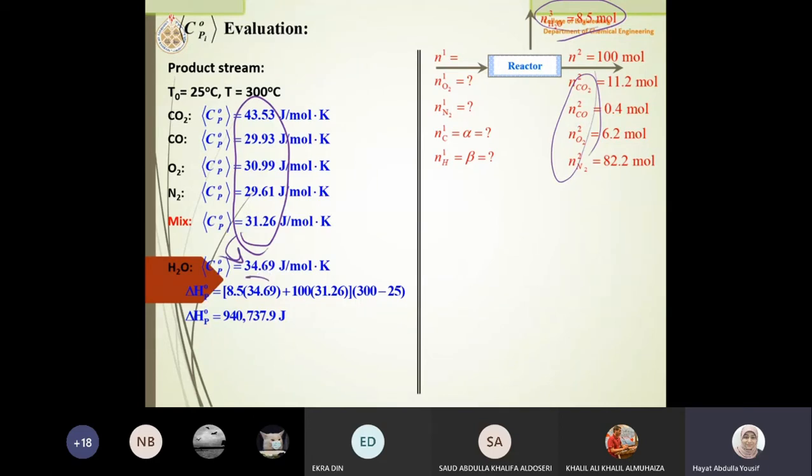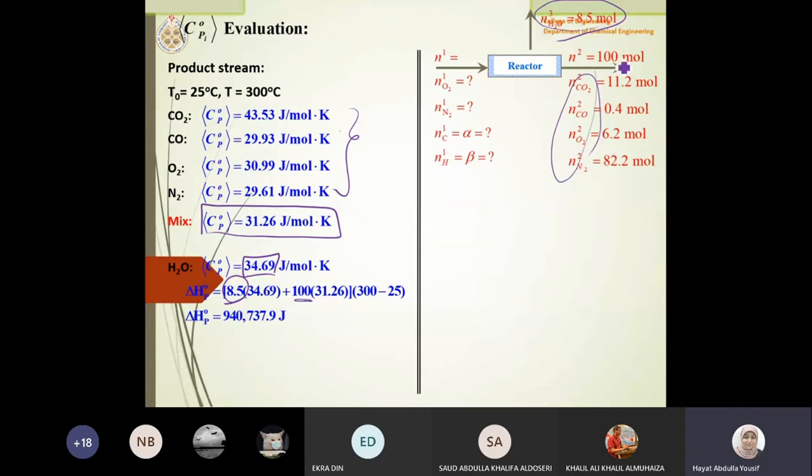Sorry, not that. Okay, what he did here, he did the 34.69. This is for water. He multiplied by 8.5, and then for that whole one, he found the CP of the mixture, and then multiplied by 100 moles. That is also a third option. My option that I will do is this.